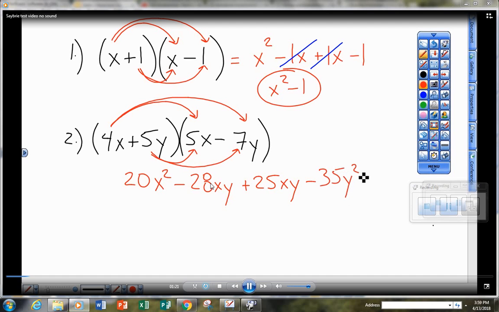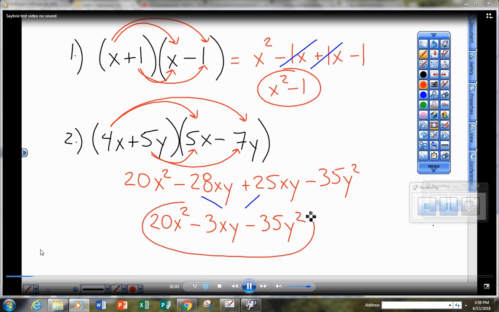So for here, I'm going to combine these two middle terms. Negative 28 and positive 25 give me negative 3xy. So I have 20x squared still minus 3xy. And I bring down the minus 35y squared, and that is after the FOIL. So hopefully that helps with those first two.